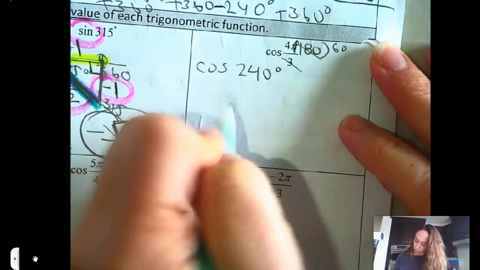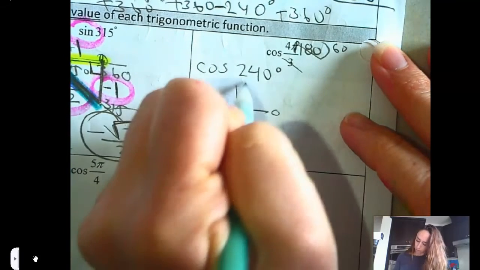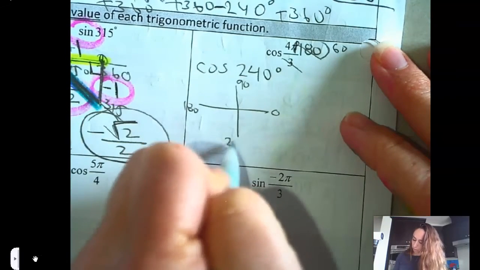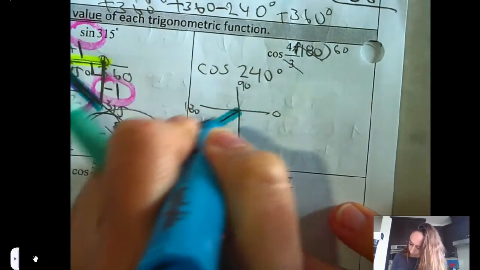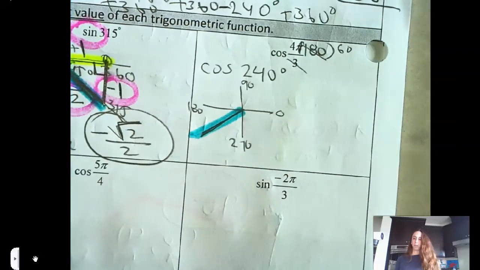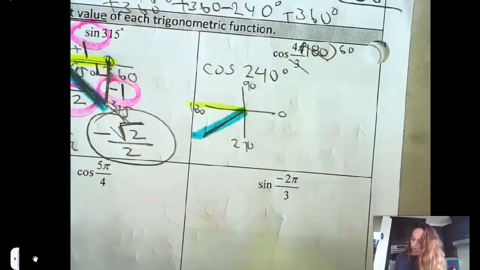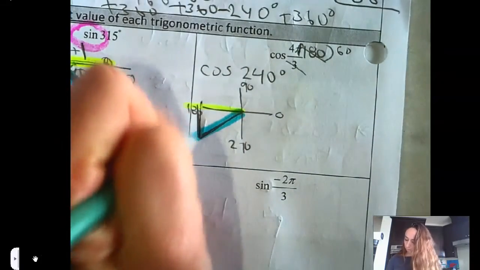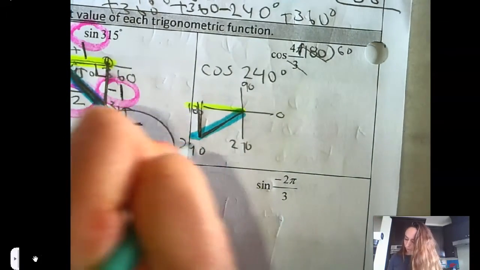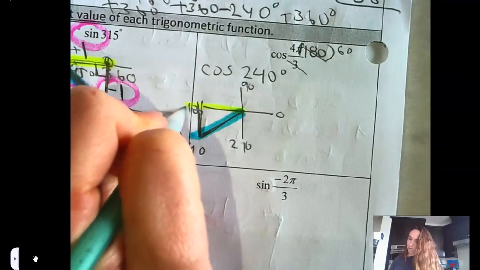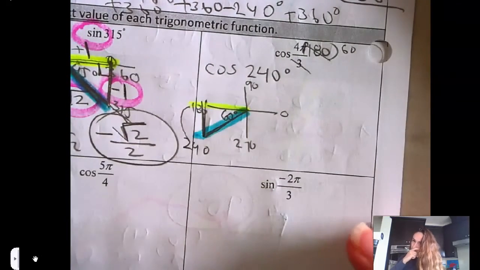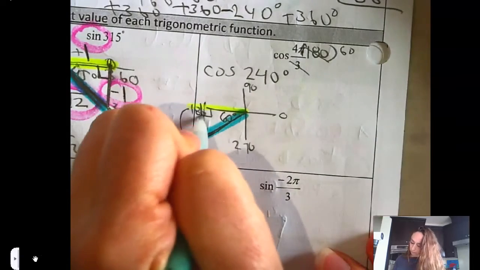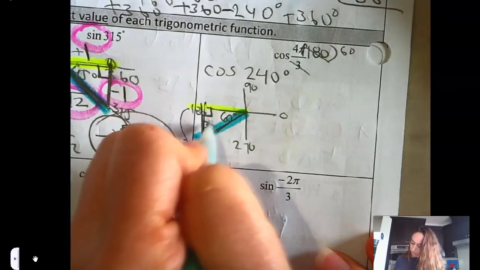Okay, now I'm going to draw my little thing. 0, 90, 180, 270. So my blue is right there. Everything is always based on my reference angle. Now I can make my triangle. If that's 240 and that's 180, I subtract them to get 60 degrees, which means that's my right angle. If that's 60, that's 30.